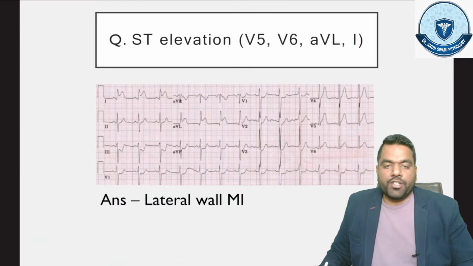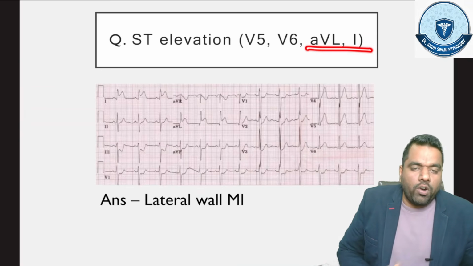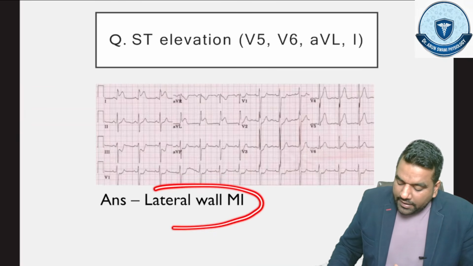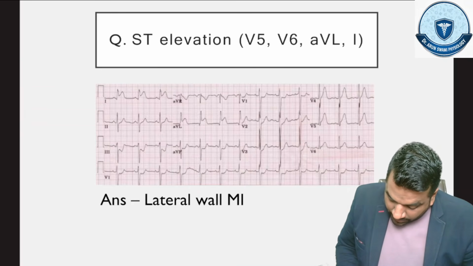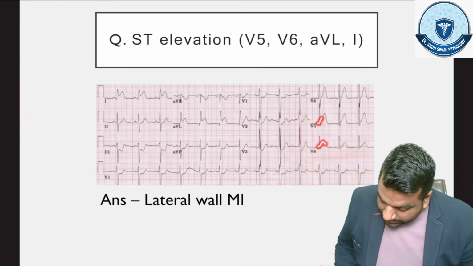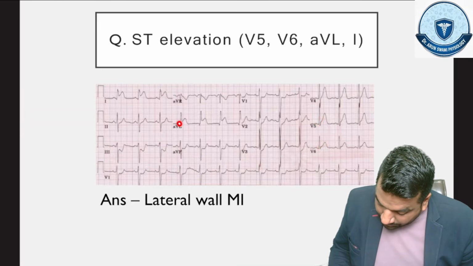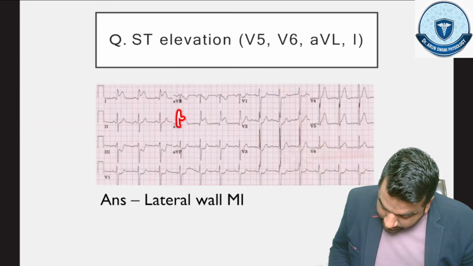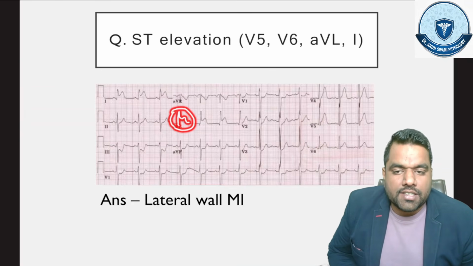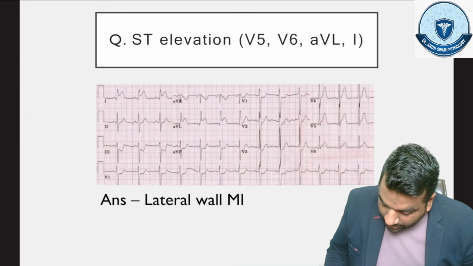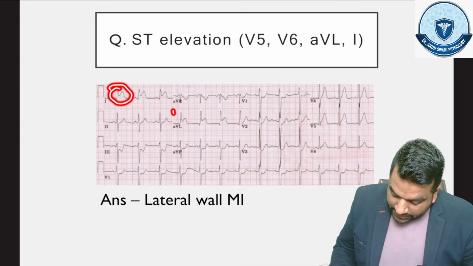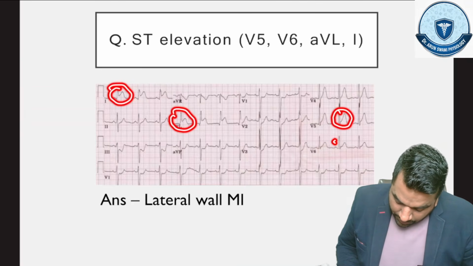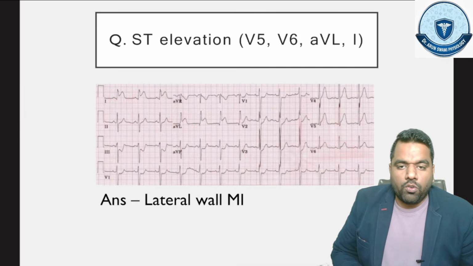And ST elevation in V5, V6 or AVL and lead 1, guys, corresponds to the lateral wall MI, right? Lateral wall MI. So you can see over here in V5, V6, this is V5, V6, and then your AVL. This is your AVL, guys. You can see that clearly. You can appreciate that this is your ST elevation, and in lead number 1 again you can easily appreciate this is the ST elevation. This is ST elevation, this is ST elevation, this slight ST elevation you can see over here. This corresponds to the lateral wall MI, right, guys?